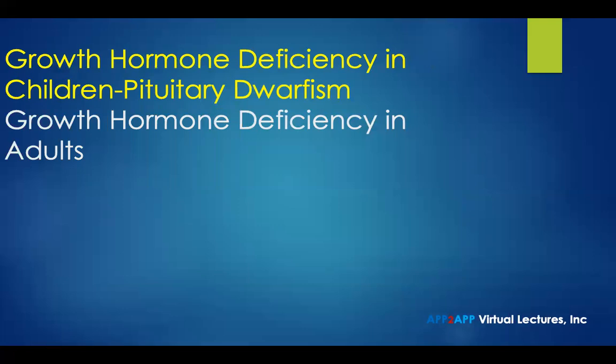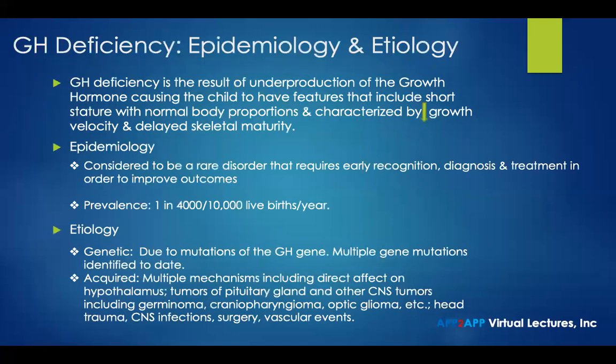We'll begin today's lecture by discussing growth hormone deficiency in children, known as pituitary dwarfism, and growth hormone deficiency in adults. Growth hormone deficiency in the pediatric population is a result of underproduction of growth hormone, causing the child to have features that include short stature with normal body proportions, and is most characterized by decreased growth velocity and delayed skeletal maturity. It's a very rare disorder within the pediatric population that requires early recognition, diagnosis, and treatment in order to improve outcomes. The overall prevalence, though, is about 1 in 4,000 to 10,000 live births per year.